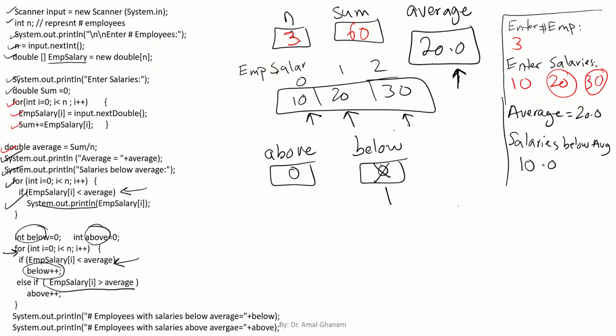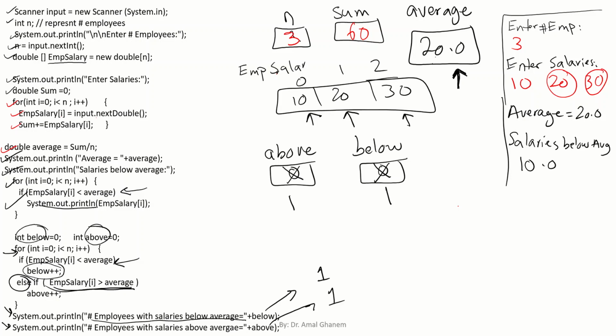I will go to the last number, 30. 30, is it below 20? It's not. So I will go to the else. Is it above 20? Is it above the average? Yes. So I will increment above, and it should be 1. And we finish all the elements in our array. Once I finish, I have two messages to output the counters. So I will say number of employees with salary below the average, number of employees above. So below will output 1 and above will output 1 as well, because in the case we have, only one number is below and one number is above.